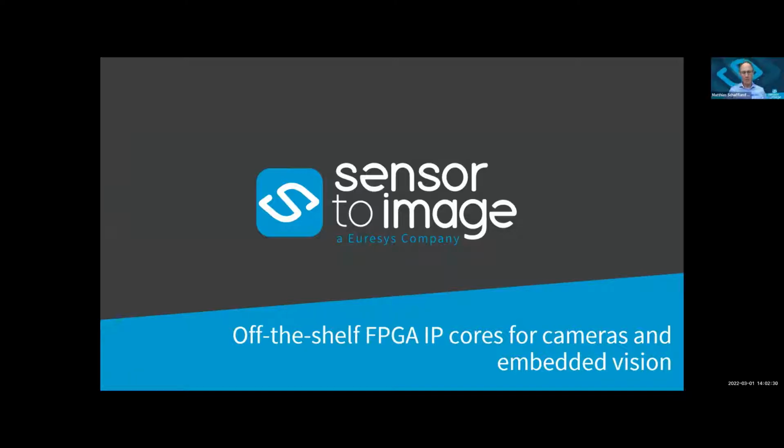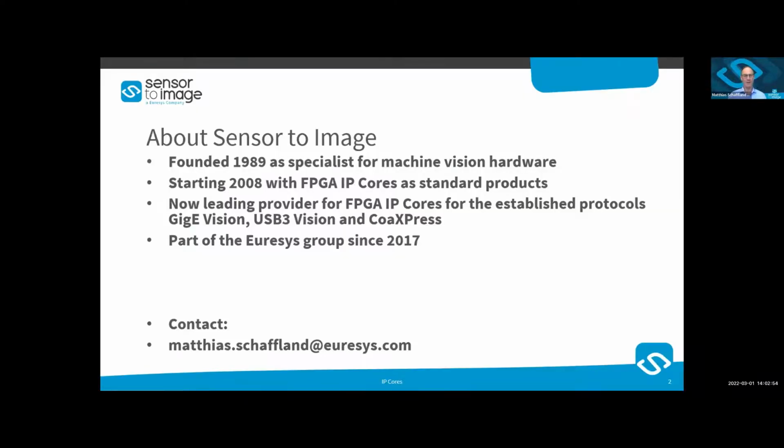Okay, hello everyone from my side. The first presentation from my side, from Sensor to Image. I'm talking about FPGA IP Cores as a building block to make embedded vision systems and how that helps to speed up your designs and get fast time to market.